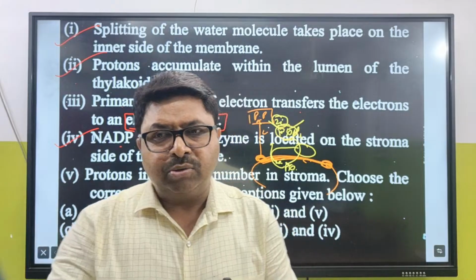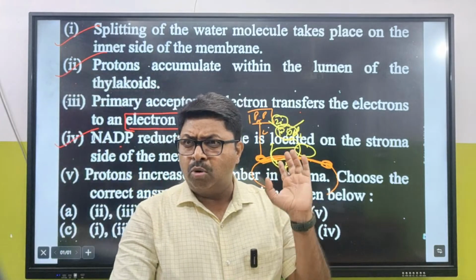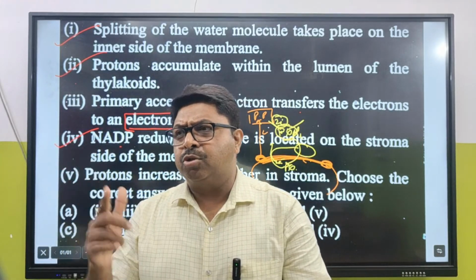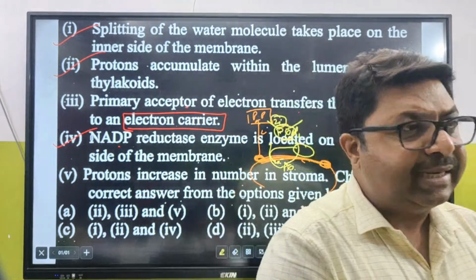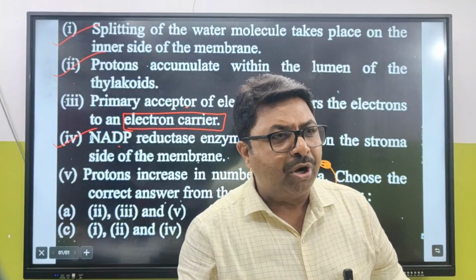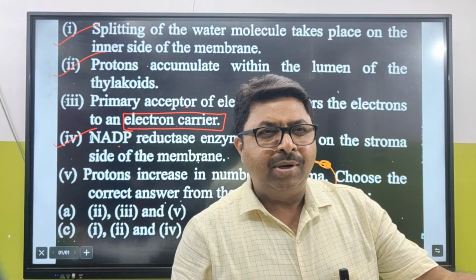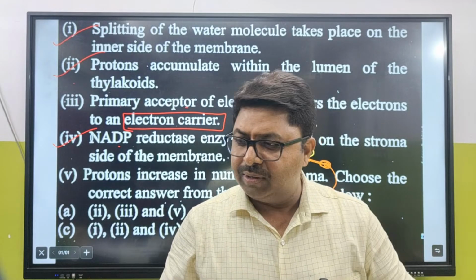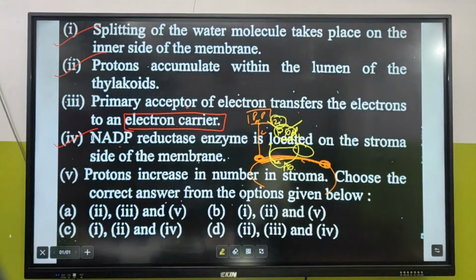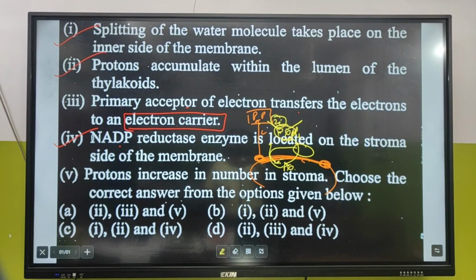Clear? Let's stop here, time is up. Next day we are going to solve some more questions. Okay? I'm sending this to your group. That's it. Next day we have to finish off with the factors. We will see the C2 cycle, and the CAM pathway. There's a pathway called CAM pathway. We'll see that next day.